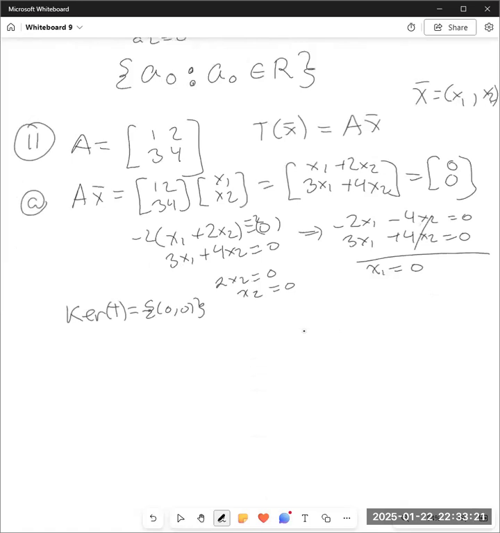Part B asks me to find the range. So one of the ways in which I can find the range is to take the transpose of A, which is going to be 1, 3, 2, 4, and to reduce it to row echelon form, and then to look at the row vectors that are left after this, which would be my column vectors in my original.